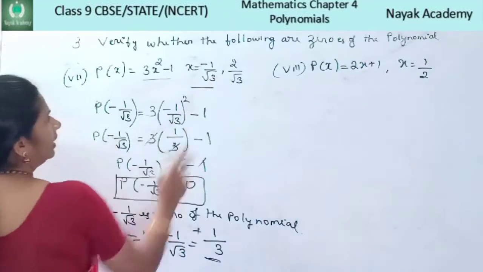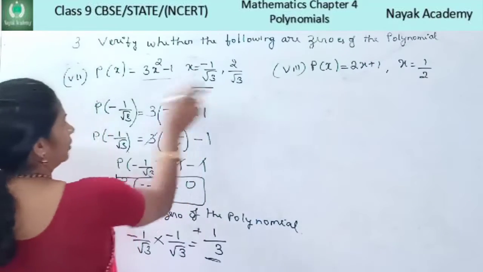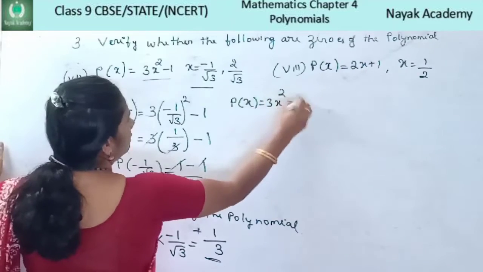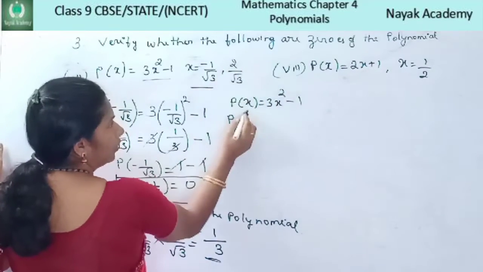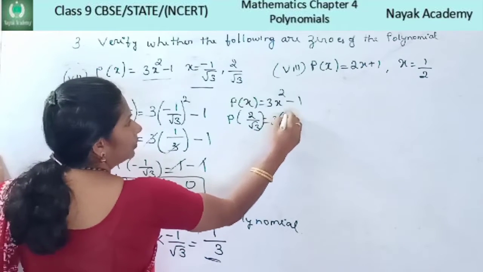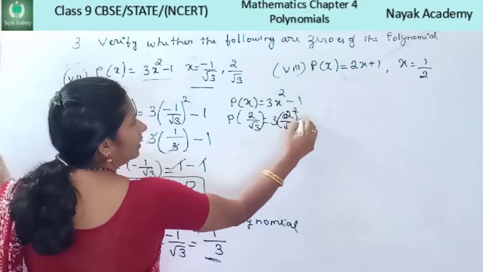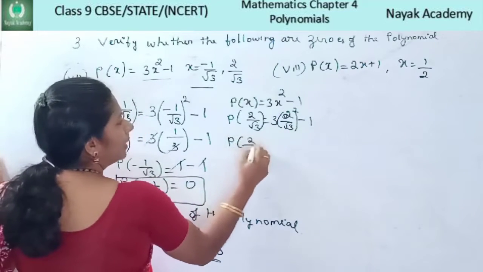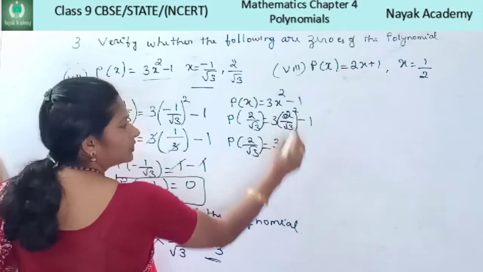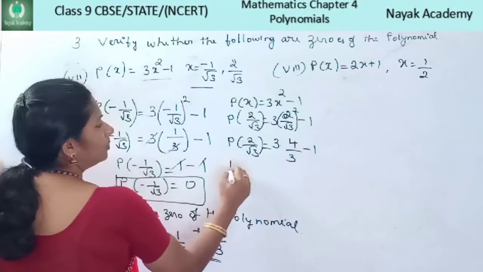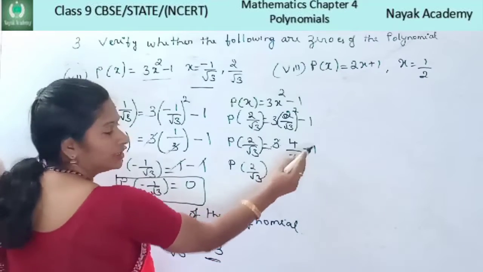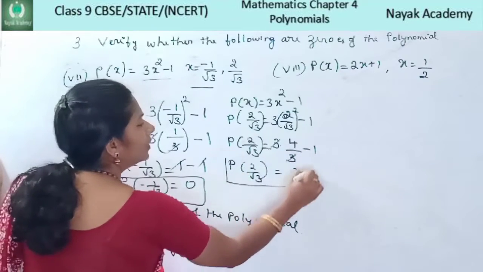Now let us check whether x is equal to 2 by root 3 is a zero of the polynomial P of x. What is P of x, children? It is 3x square minus 1. Now we have to substitute the value of x as 2 by root 3. Equal to 3 into 2 by root 3 whole square minus 1. So P of 2 by root 3 equal to 3 into 2 square is 4, root 3 square is 3, minus 1. So P of 2 by root 3 equal to 3 gets cancelled, 4 minus 1, it is 3, which is not equal to 0.